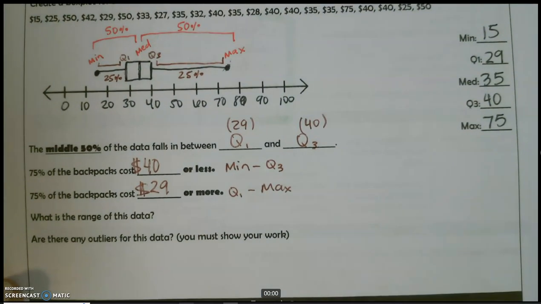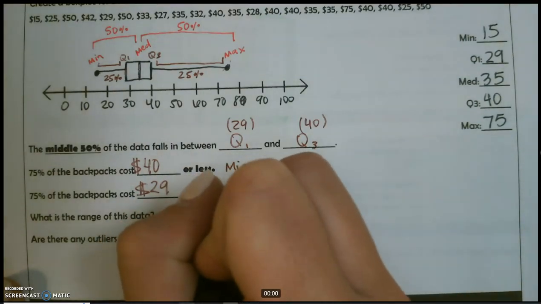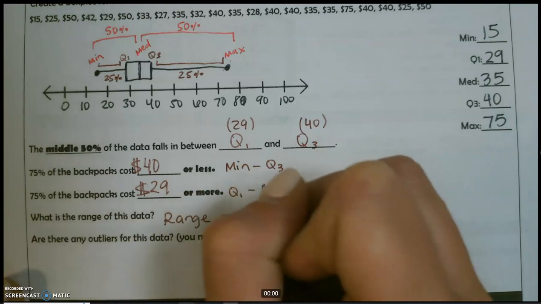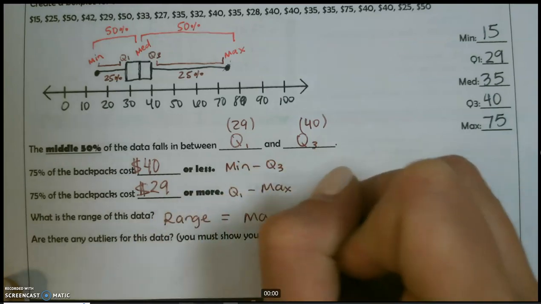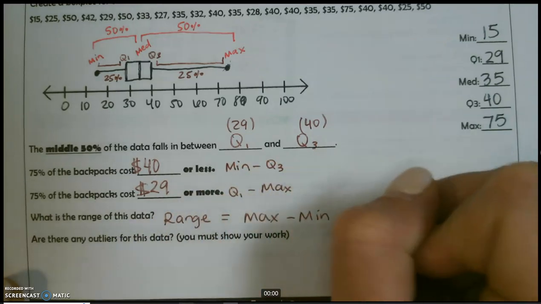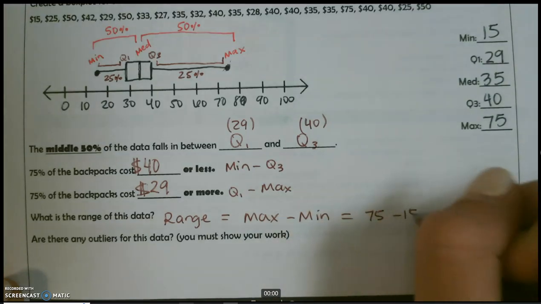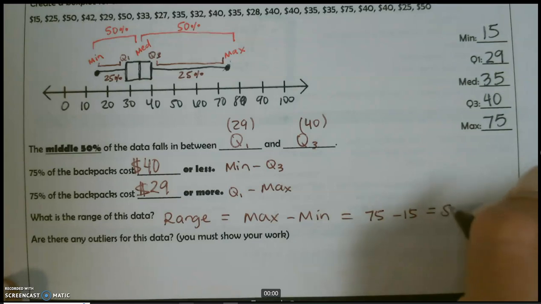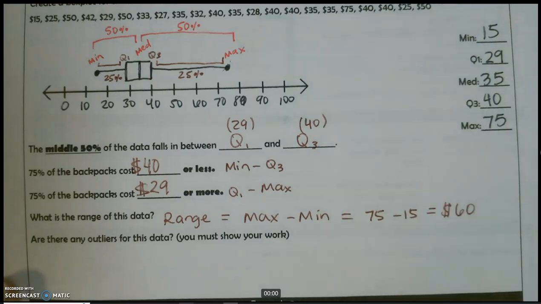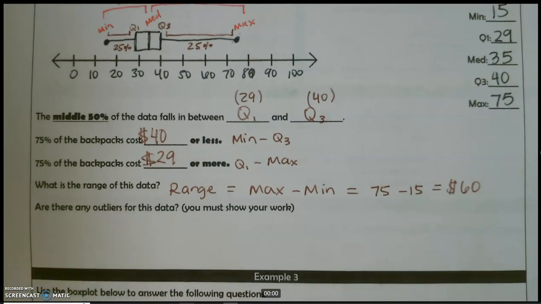Okay, what is the range of this data? In order to calculate the range, you are just going to take the maximum data point, subtract the minimum data point. So in this case, we have 75 minus 15. So there is a $60 range in the cost of backpacks.